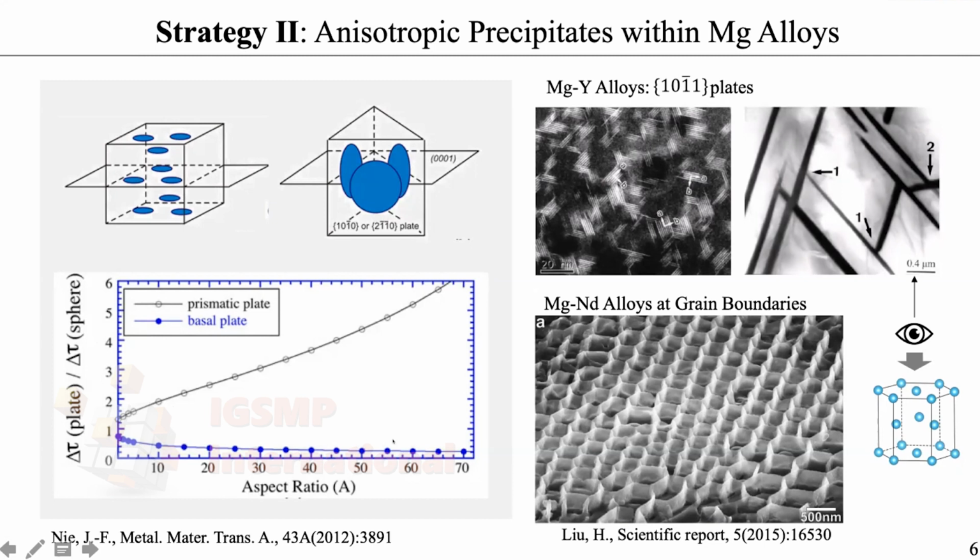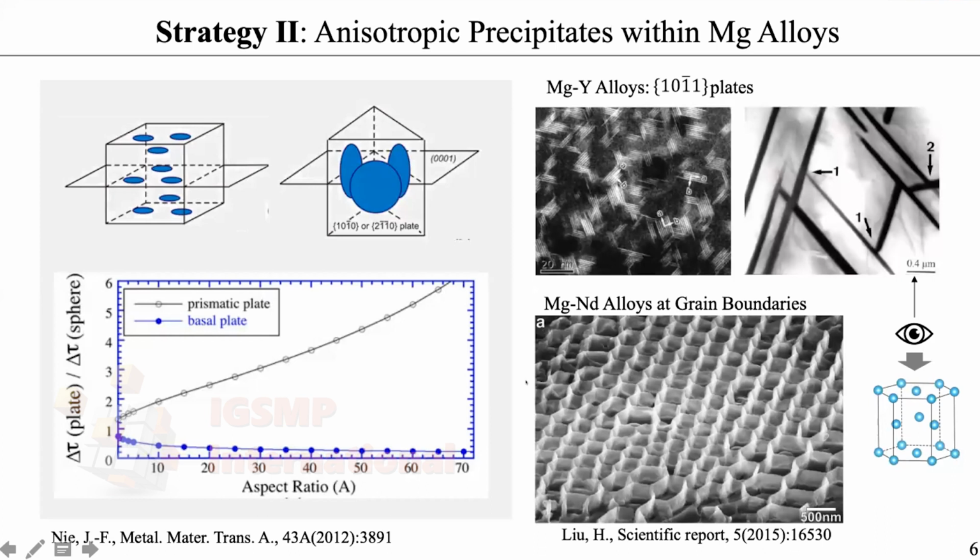So to put it in common language, if we want to induce precipitates that are vertical to the basal planes, so that they strengthen the basal deformation more, then we may make the material a little bit stronger and tougher. How can we do that?